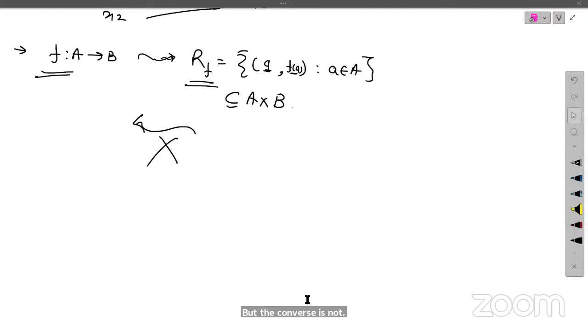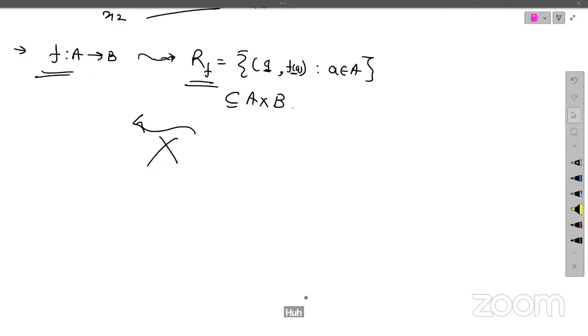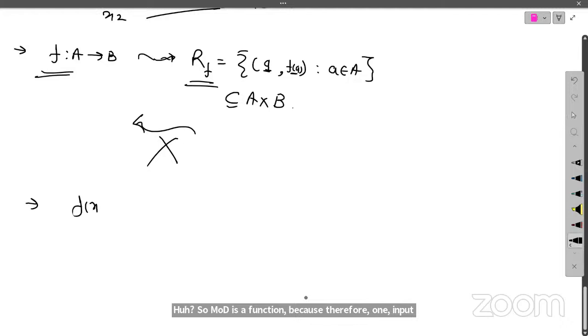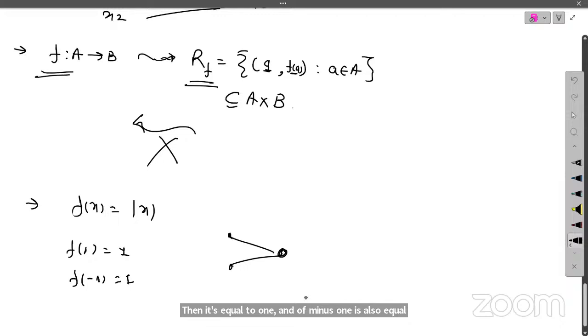Ma'am, for the mod function, there exists a plus or minus in the output, right? Mod is a function because for one input we are getting only one output. If you define f of x to be mod of x, and you take f of 1, then it is equal to 1, and f of minus 1 is also equal to 1. So two different inputs can get mapped to one output. That's allowed. But one input cannot give us two different outputs. That's not allowed.